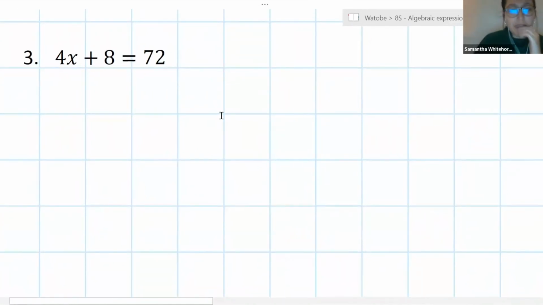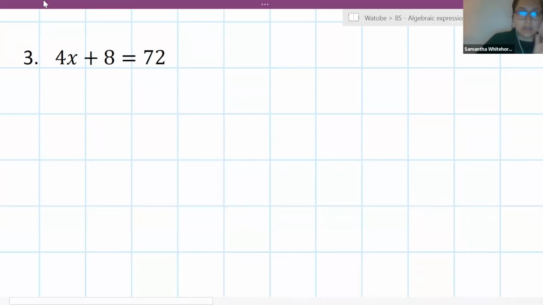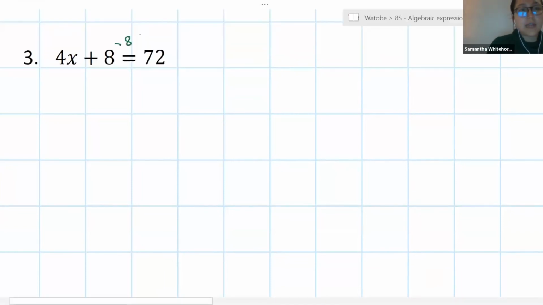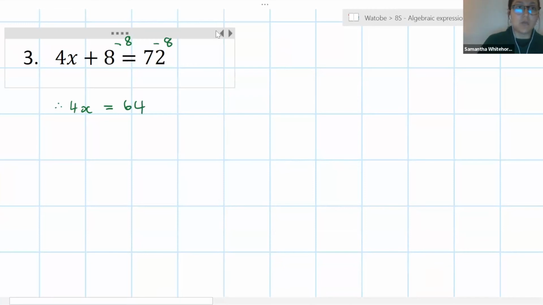So we've got 4x plus 8 equals 72. So, inverse operations. By the end of this, I promise you're going to be dreaming of inverse operations. I'm going to say it so many times. So the first thing I want to do, remember, is deal with whatever's been added or subtracted. So I'm going to subtract 8 on both sides, which means I have 4x is equal to 72 minus 8, which is 64.